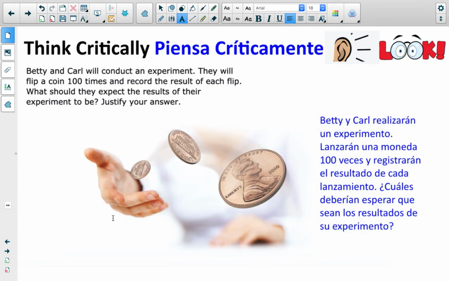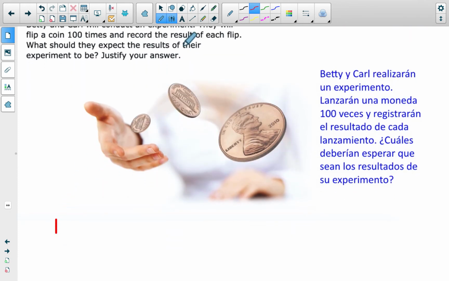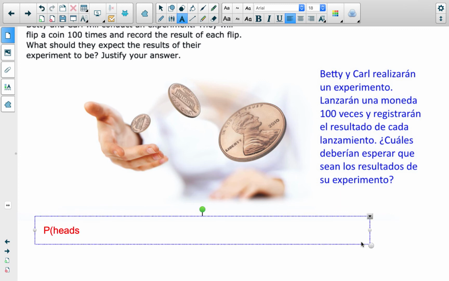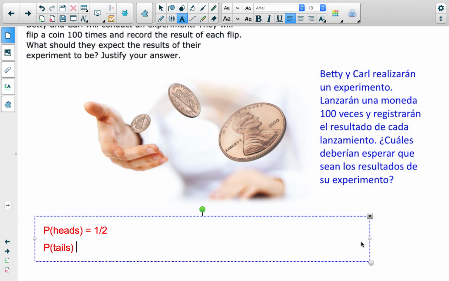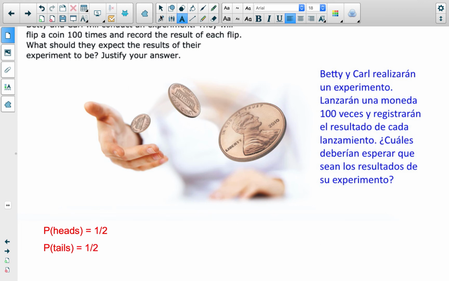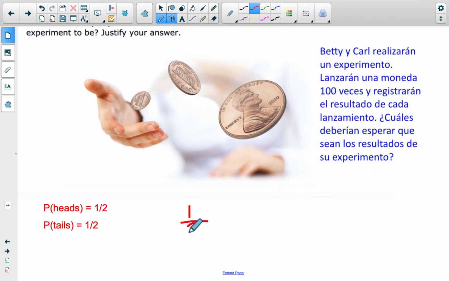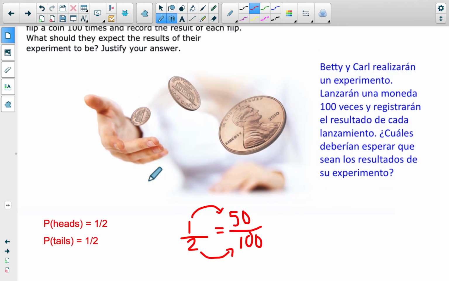So I want us to go back to this question. Betty and Carl will conduct an experiment. They're flipping a coin 100 times and recording the result of each flip. What should they expect the results of their experiment to be? Well, the probability of getting heads is 1/2. Just like the probability of getting tails is 1/2. If you scale both of these, and it doesn't matter because they're the same fraction, all the way up to 100 flips instead of 2, this is times 50, so the numerator has to be times 50. So what you would predict here is that if you flip a coin 100 times, you'd expect half of them, 50 of them, to be heads, and 50 of them to be tails.